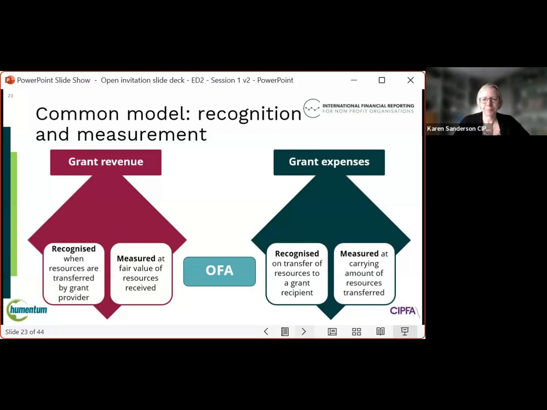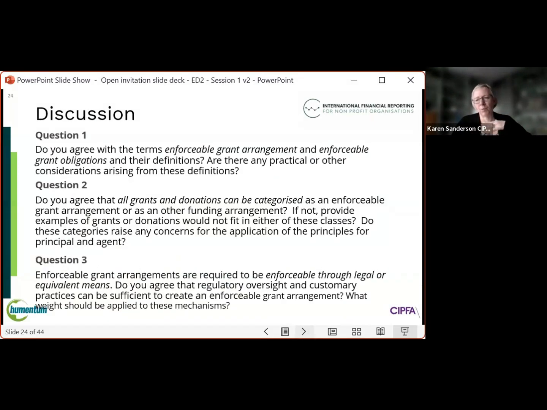In terms of measurement, if you are a grant recipient, they are measured at the fair value of the resources received. If you are the grant maker, then it is measured at the carrying amount of the resources transferred. And frequently they will be the same, but sometimes they might not be. So that is a very brief walk through the key proposals that relate to the common model. And I'm now going to hand back to Sam to talk about where you go next in terms of moving into discussion.